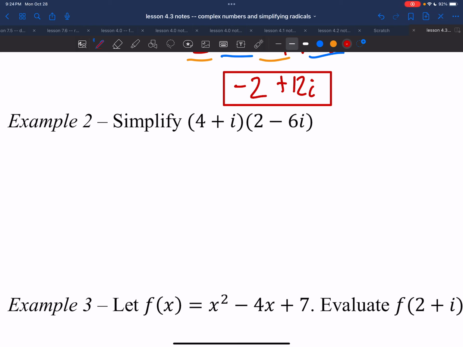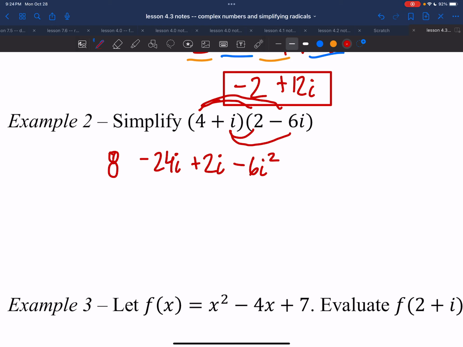So we'll do a basic binomial distribution. 4 distributes to 2, so 4 times 2 is 8. Then 4 distributes to negative 6i, so that's negative 24i. Then i times 2 is 2i. And then i times negative 6i is negative 6i squared. You'll notice these two i terms in the middle. We can clean that up real quick. Negative 24i plus 2i are like terms, making negative 22i. But we have this negative 6i squared business.